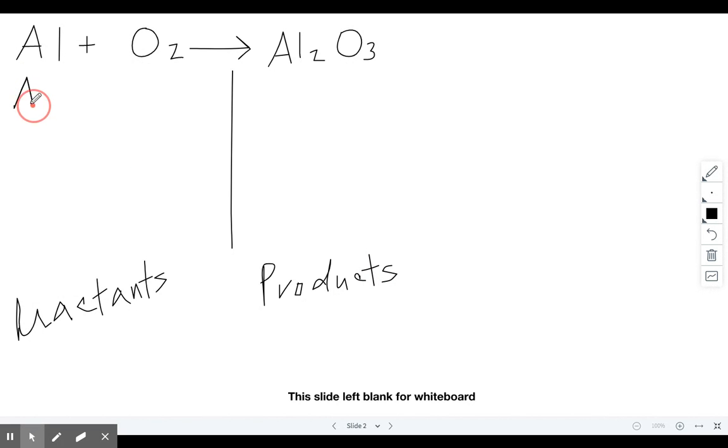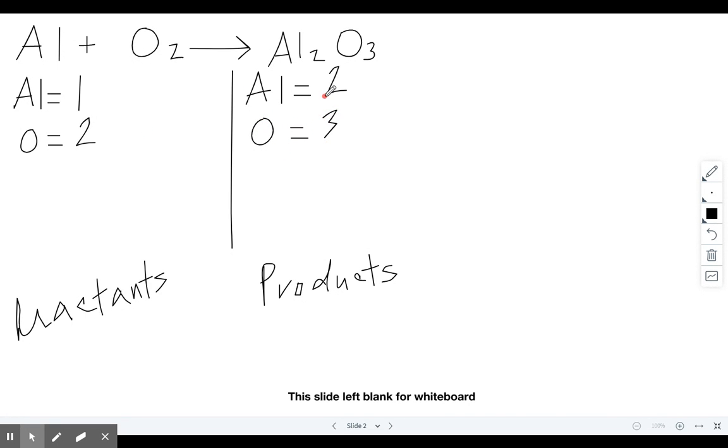So first I'll count aluminum, and there's no subscript right here, so that's just going to be a 1. Then if I count the number of oxygen, it has subscript of 2, so that's going to be 2 oxygen. Now I'll go on the product side and aluminum has subscript of 2, so that gives me 2 aluminum. Oxygen has subscript of 3, so there's 3 oxygen.